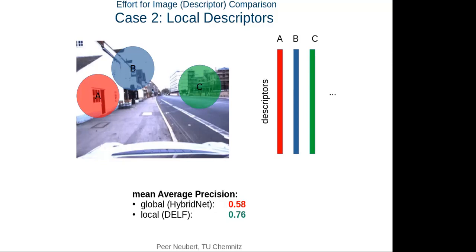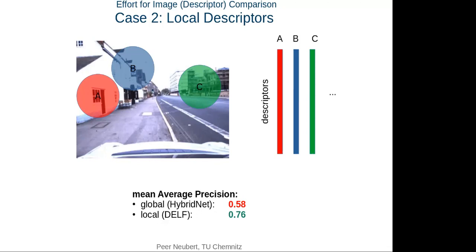So just as an example, a very good global descriptor is HybridNet. And across a large set of data sets, it achieves some mean average precision. So that's just a performance measure of 0.58. And those local descriptors like Delf are considerably better. And we will see more of those numbers later on. The only thing you have to know, higher numbers mean better place recognition performance. So local features are better than global features.